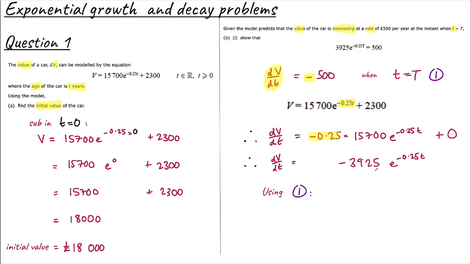Now, let's make use of equation number 1. That said that dV by dt, the left-hand side here, is minus 500. So let's sub that in. This looks remarkably like the result we were asked to show. All we need to do is to divide both sides by minus 1. So there we have it. We've proved the desired result.